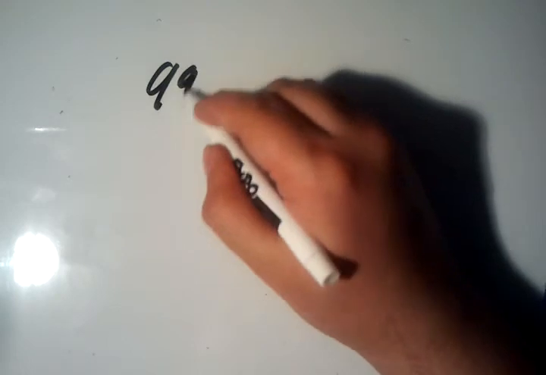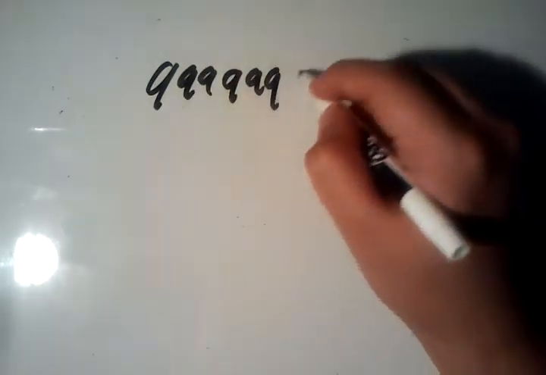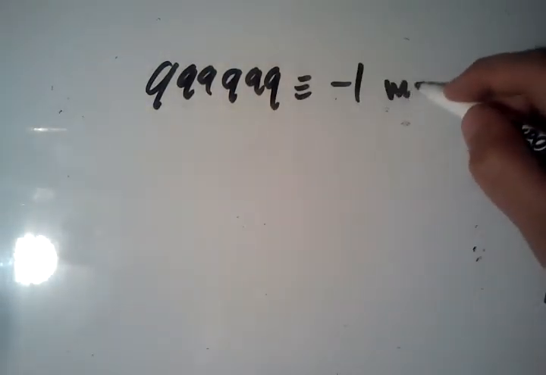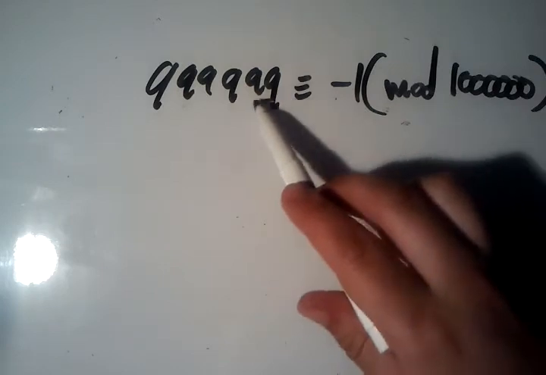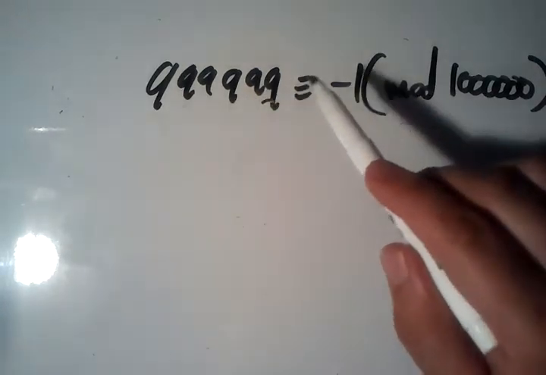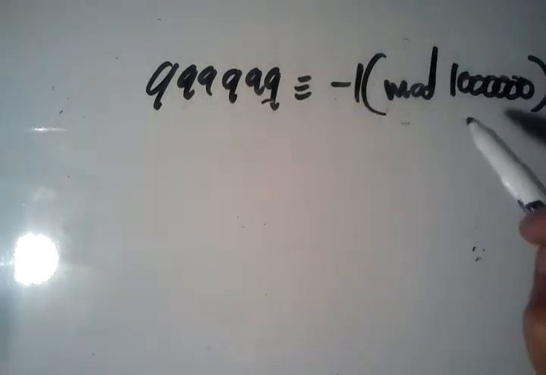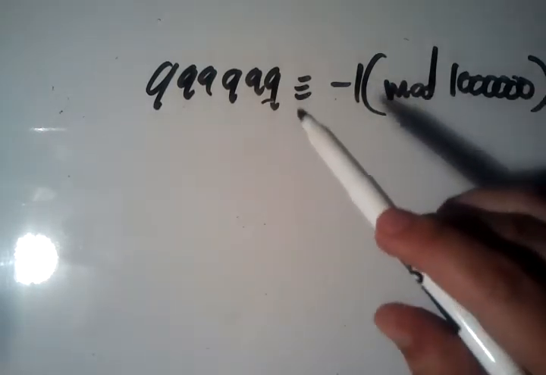So we know that 999,999 is congruent to negative 1 mod 1 million. And this is true because if we take 999,999 minus negative 1, that gives us a million. Divided by a million, we get 1, which is an integer, so that's true.